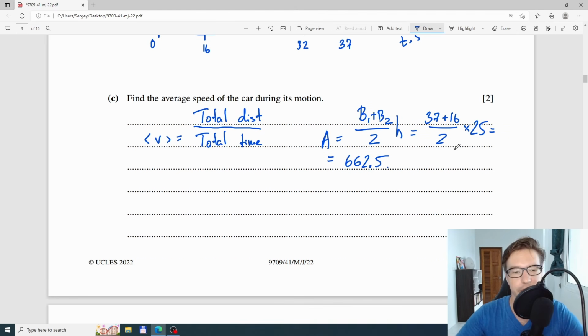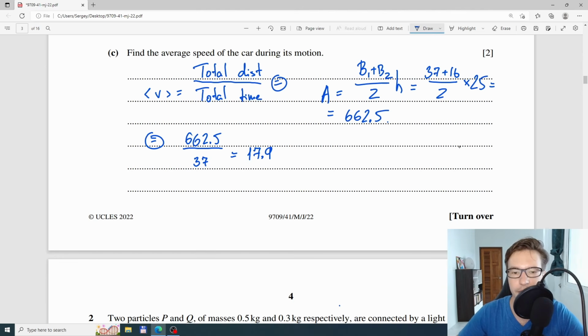Okay, now we're ready to find the average speed. We take the total distance, 662.5, and divide by the total time, which is 37. And we get 17.9. Okay, that's the final answer. 17.9 meters per second. Let's move on to the next question.